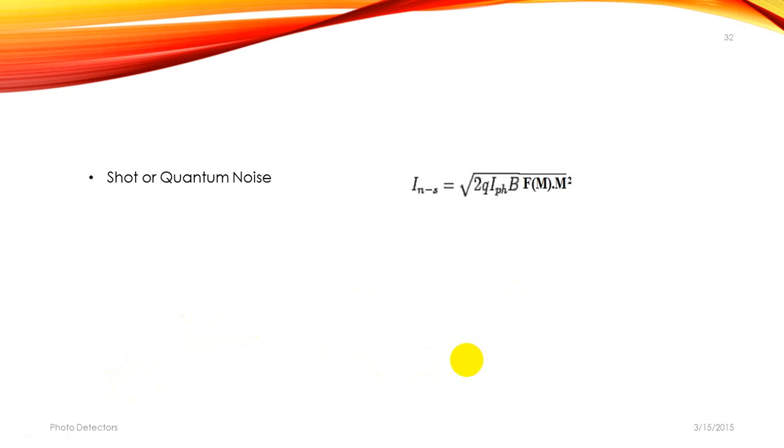Next is the shot or quantum noise. The quantum or shot noise arises from the random nature of the production and collection of photocurrent generated electrons when an optical signal is incident on a photodiode. This is the equation for the shot or quantum noise, which is twice q I_PH B Fm into M square, and we have this square root. Here Fm is the figure of merit and M is the multiplication factor.